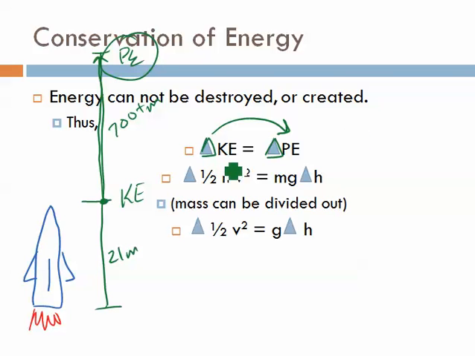But the change in kinetic energy is the change, once again this triangle means change, in the 1/2 mv squared, or the kinetic energy. The mass isn't changing, so what's changing? Well, it's losing speed. As it loses speed, it's gaining height. The height is changing. What we find out is, as we've learned, mass can be divided out on both sides. And that gives us this relationship here, which can be used to find the change in height as we go on.